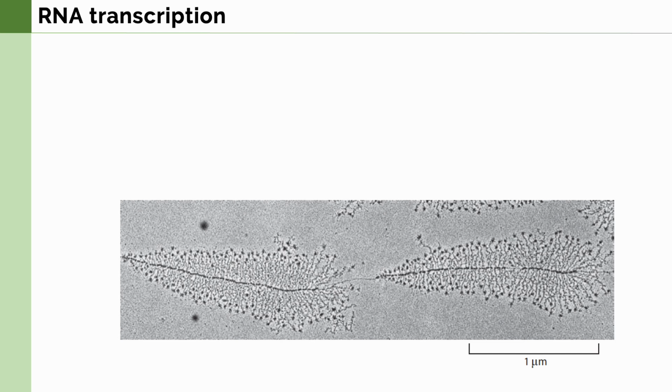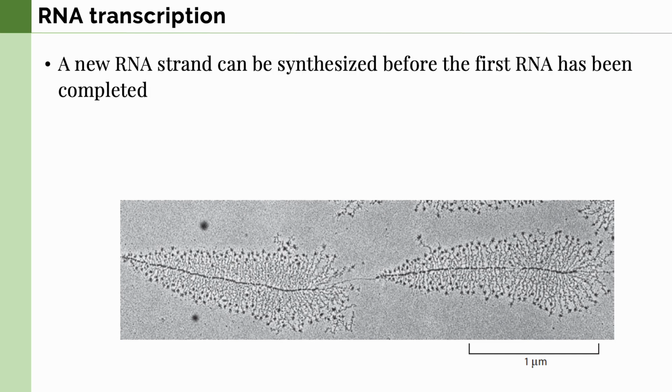In this figure, we can see that a new RNA strand can be synthesized before the first RNA has even been completed. Here we can see the DNA at the center, and there are multiple RNA transcripts that are branching out of this single piece of DNA. This leads to the creation of many RNA transcripts. This is especially useful if the cell would like to highly express a certain gene.